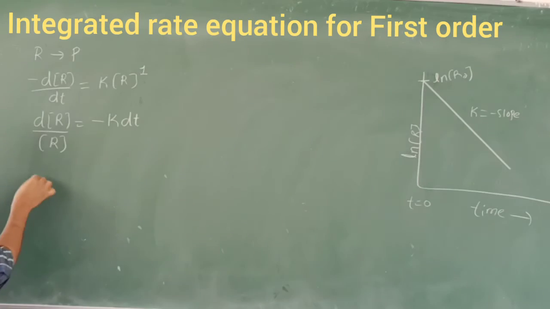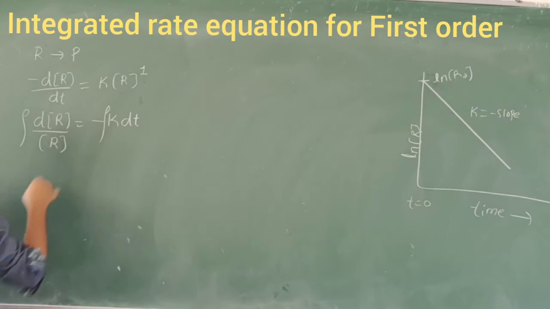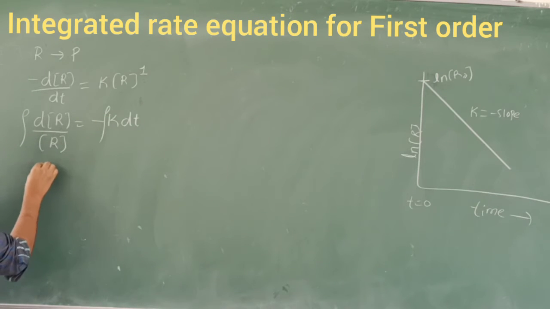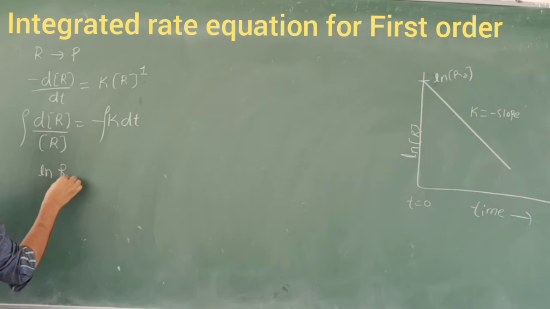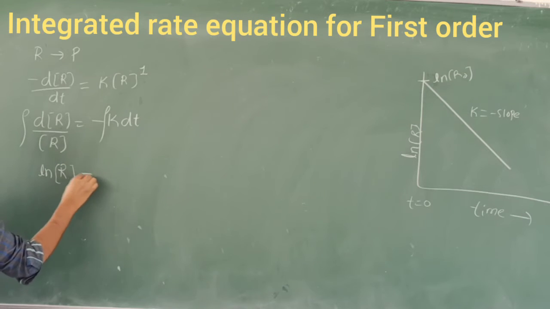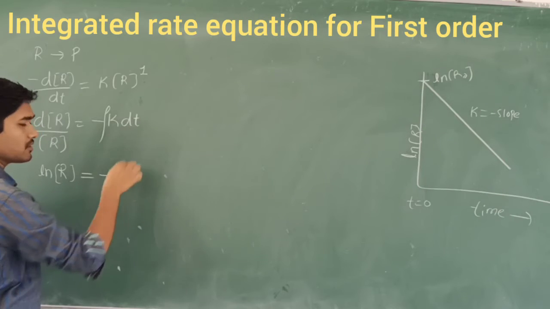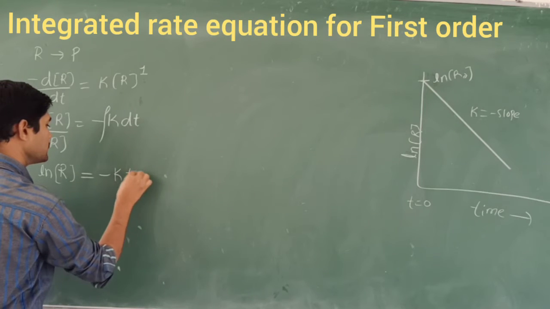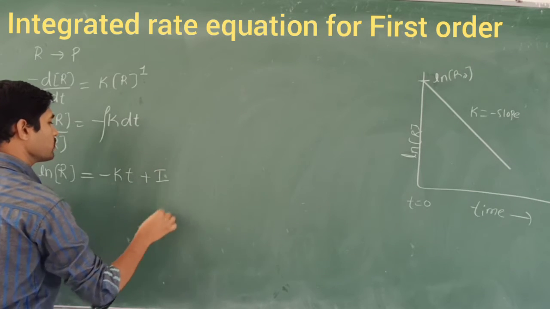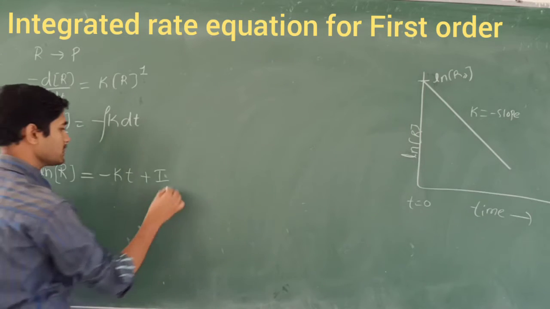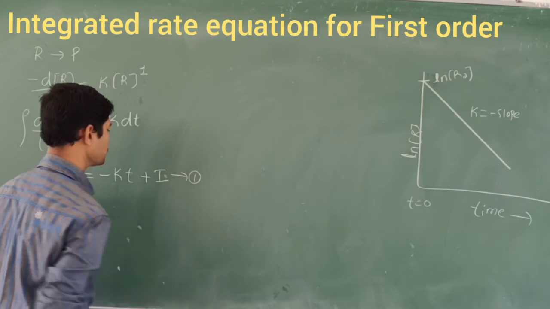If I take the integration of this, what happens here? That becomes ln R is equal to minus, and K is a constant, so integration of dt means that becomes Kt plus I. What about this side? That I is called the integration constant. This is equation number 1.